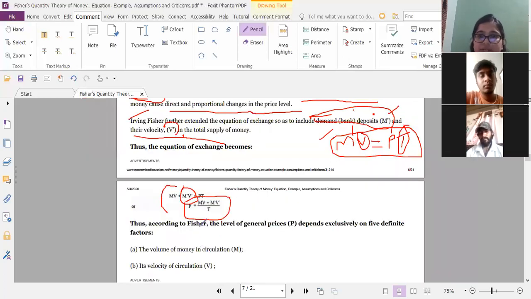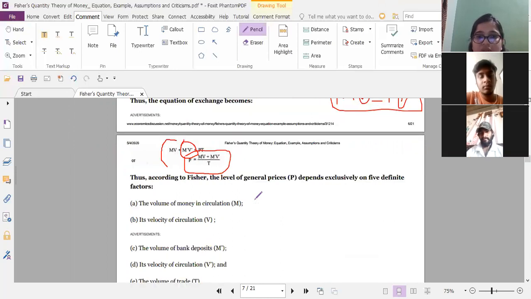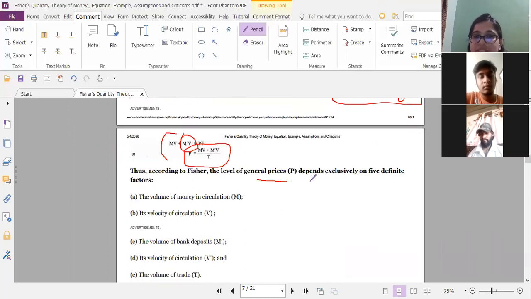So here he is trying to include the bank money, that is the deposits in bank, and with what velocity it is happening, with what speed. So thus, according to Fisher, the level of general prices, so P, depends exclusively on 5 definite factors. So you must remember, there are 5 factors on which the P depends. And what are those factors?